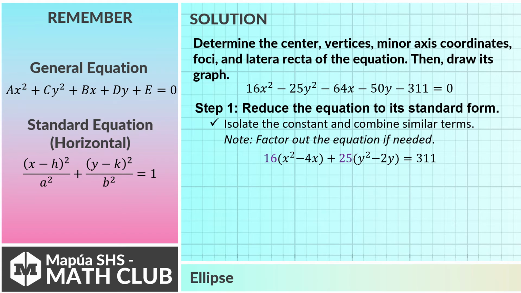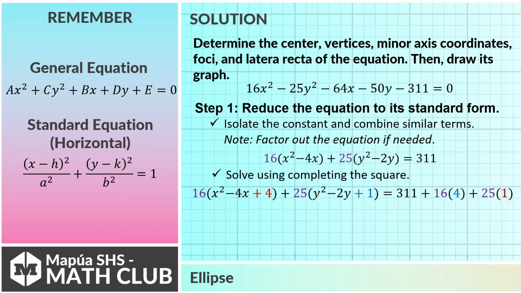Then we will solve this equation using completing the square to make the left-hand side a perfect square trinomial, where we add the result of (b over 2) quantity squared to both sides of the given equation. So we added the product of 16 to 4 and 25 to 1 in the other side of the equation for the equation to be balanced. Remember that whatever we input to one side of the equation should also be inputted on the other side. Last, factor out the equation using perfect square trinomial and simplify.